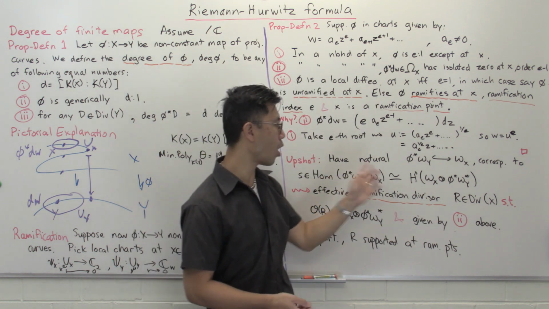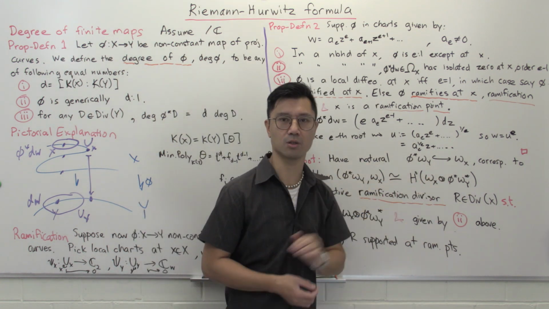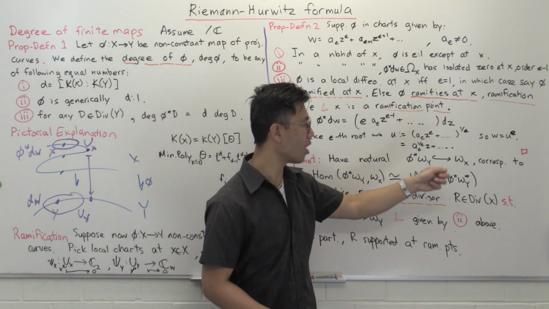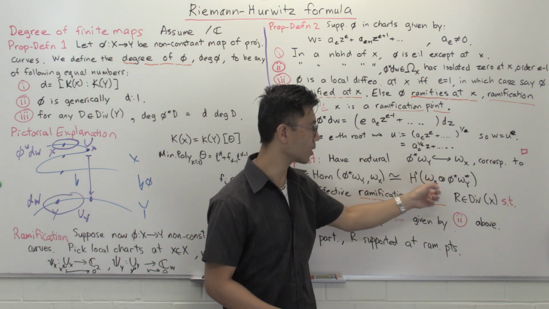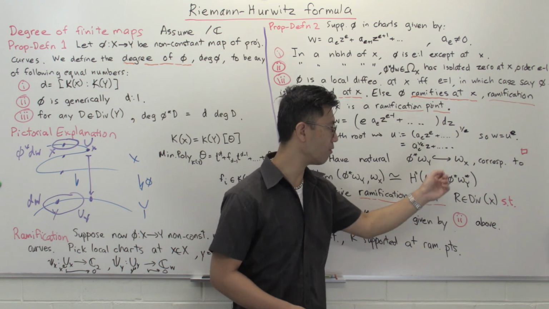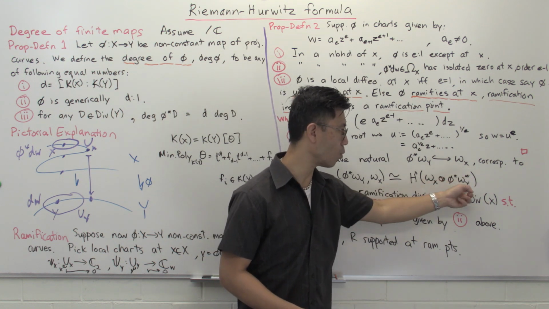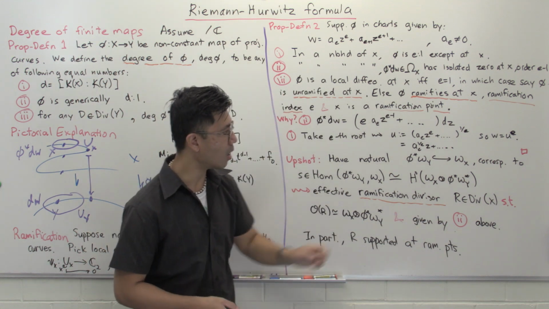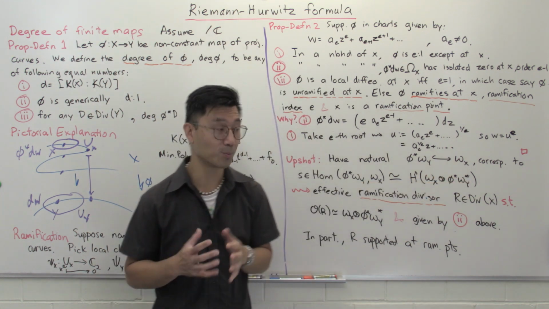Okay? And Hom from O into something like that is just a global section. So this is a global section of this invertible sheaf here, omega x tensor the inverse of phi upper star omega y, or phi upper star of the inverse of omega y. Okay, they're the same thing. And remember, the inverse is just given by the dual.